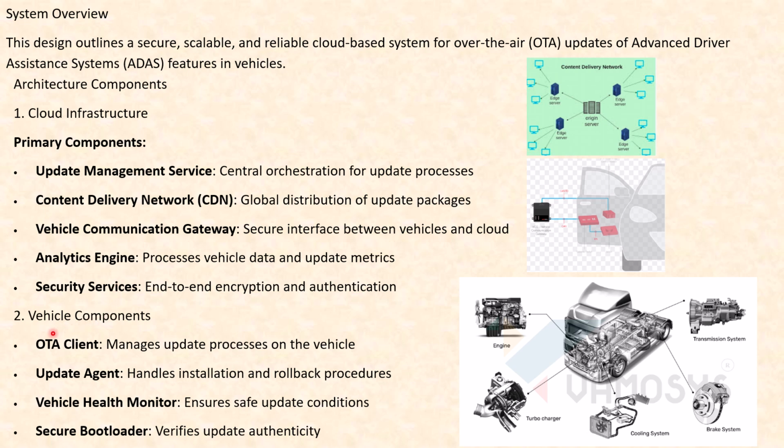Now, we will see what are the components which are at the vehicle end. First is the OTA client. The OTA client manages the update process on the vehicle. So, this is the actual component or entity which manages the update process on the vehicle, which ensures updates happen regularly at an even time interval. Next is the update agent. It handles installation and rollback procedures, especially when you have to roll back to the previous version or the older version of the software.